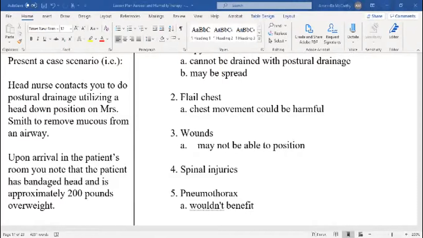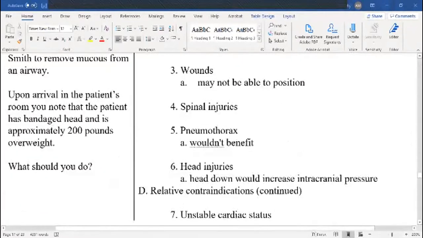Spinal cord injury. What if somebody just had a car wreck or a diving injury and they're in a neck brace? Do I want to be turning them upside down and sideways? No, because I may damage that spine and cause them to be what? Paralyzed. So spinal injuries, no. Pneumothorax, if somebody has a hole in their lung, then this isn't going to work. They wouldn't benefit from it with a pneumothorax.